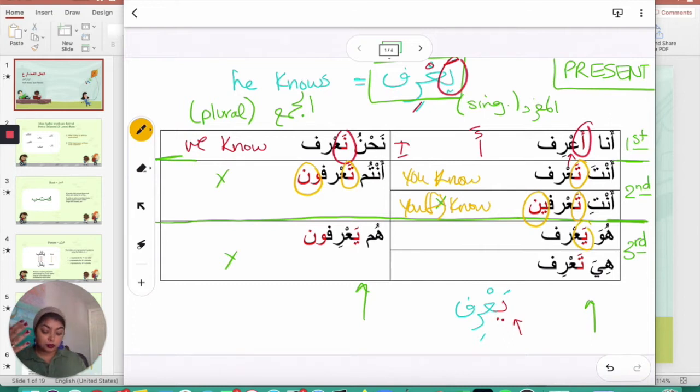هو يعرف. This is the default of the verb. The default is always with the huwa form, so it starts with the ya. هو يعرف. هي تعرف with the ta. We call this ta at-ta'nith. It's the feminine ta. One thing to notice here.